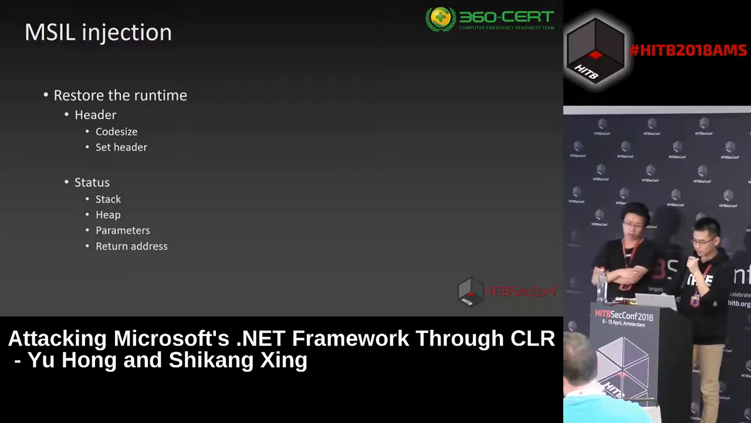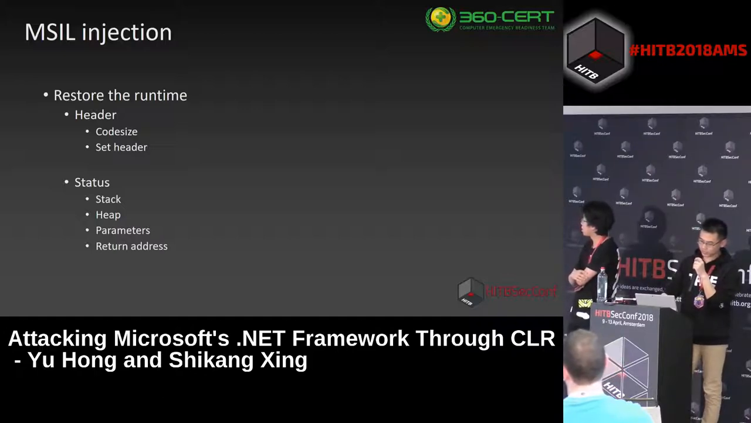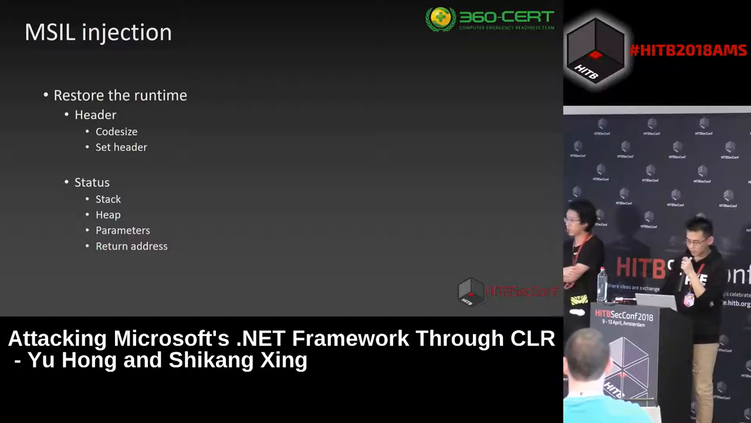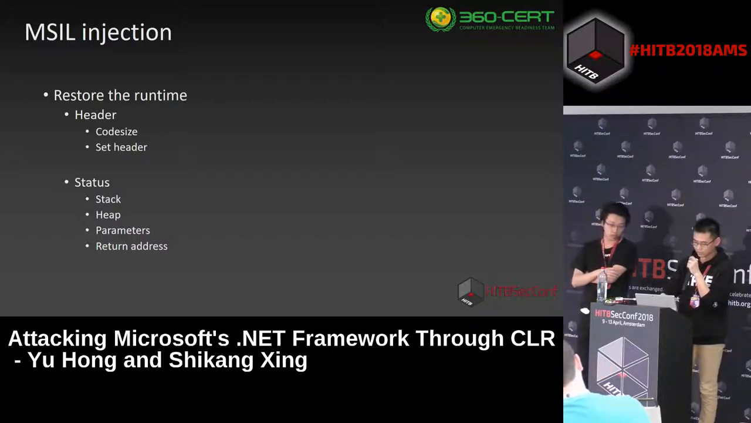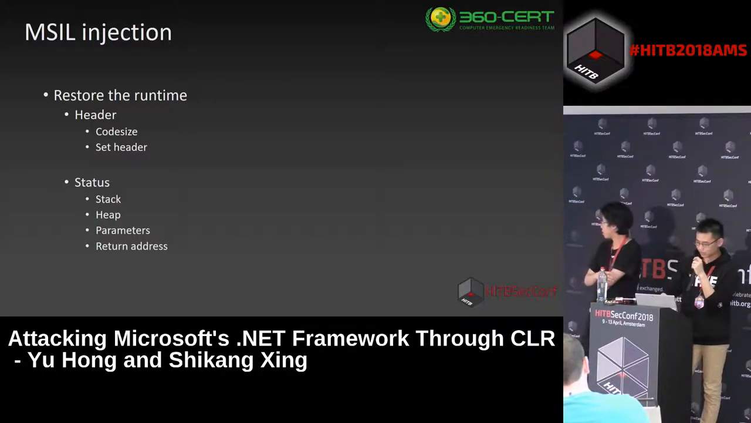And because there is some security protection in the CLR via JIT compilation, we need to flag some pointers in the work. First is the header. The header has a code size and a header. Second is the program status. It has a static, a parameter and a return address.